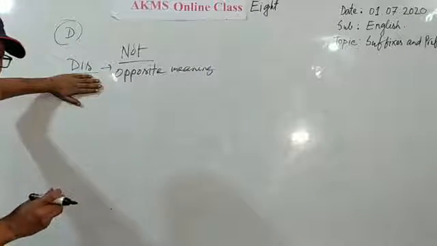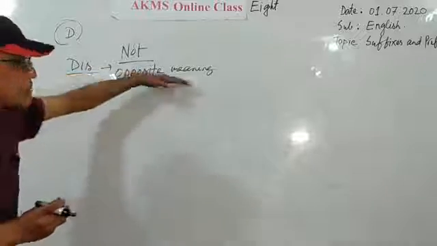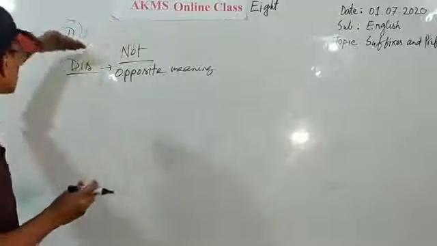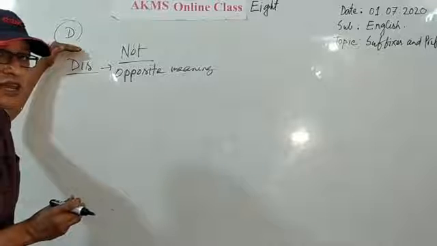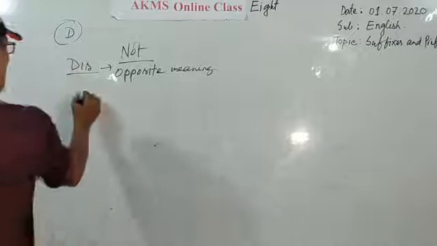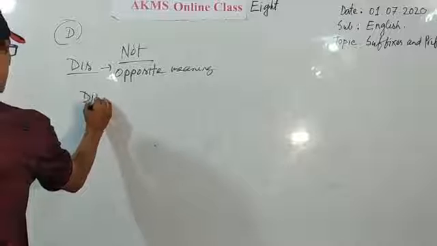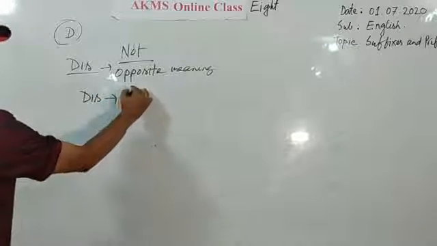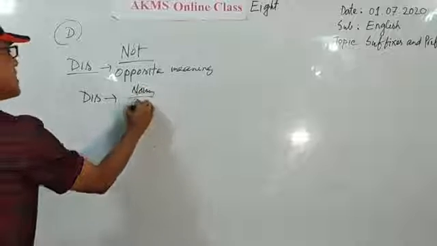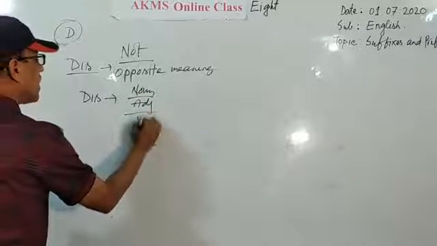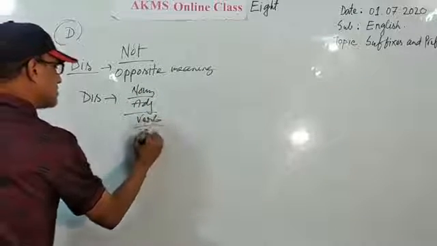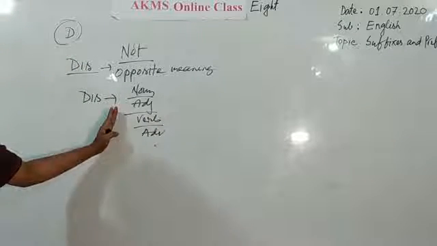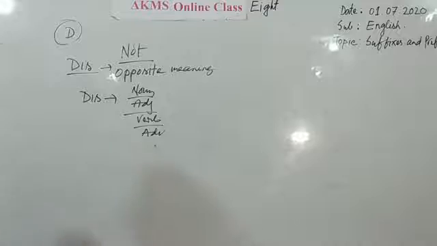I will use DIS with a root word to make an opposite word or a negative word. It cannot express any affirmative meaning. Okay? This will be used with what? This can be used with noun, adjective, verb, or adverb.